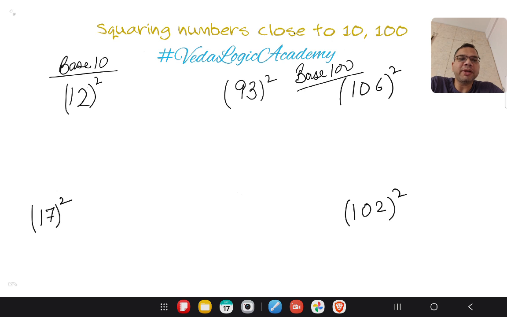Today we'll see some variations of squaring the numbers which are close to powers of 10, like 10 and 100. So let's consider the numbers which are close to 10 first. For them, we'll consider the base as 10. Let's start with the example of 12 square.